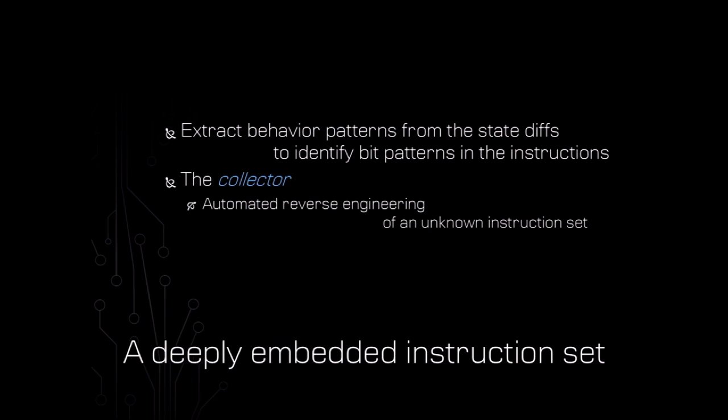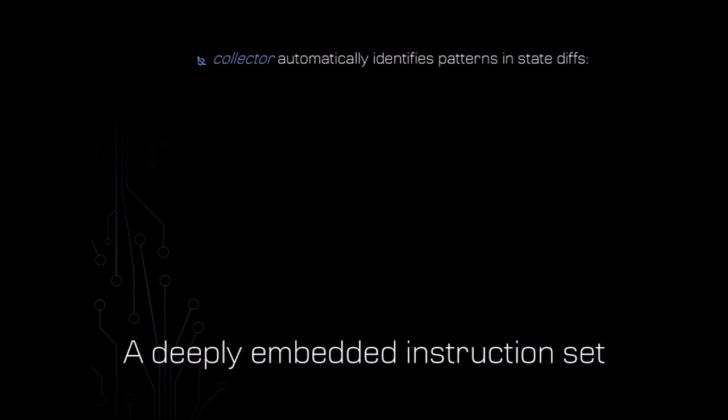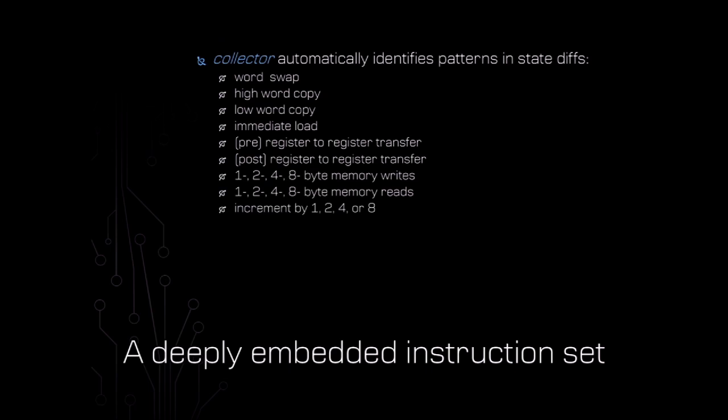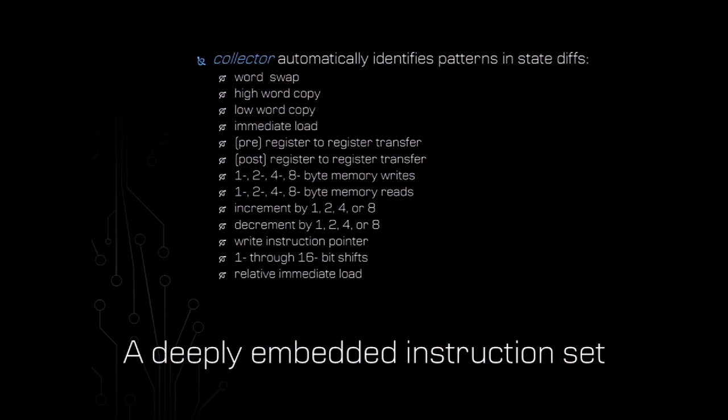So I built a tool for this that I called the collector. And basically what that's going to do is it's going to help us automatically reverse engineer this unknown instruction set. So the collector starts out by trying to look at state diffs and identify basic patterns in them. So for example, it'll look for words being copied around in a state diff. It'll look for immediate values being loaded into registers. It'll look for one register being transferred to another register. It'll look for memory writes, memory reads, increments, decrements, shifts, immediate loads. It'll look for various arithmetic and bitwise instructions just by looking at patterns in these state differential records.